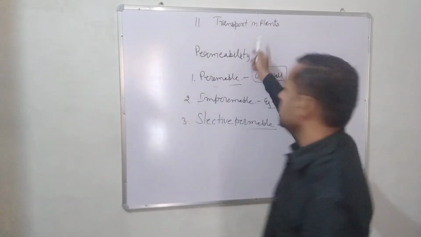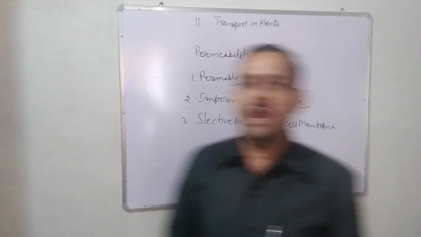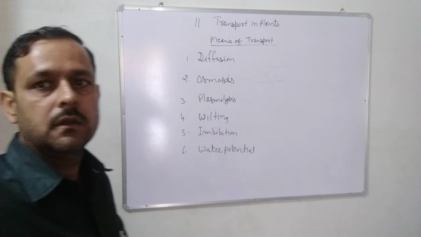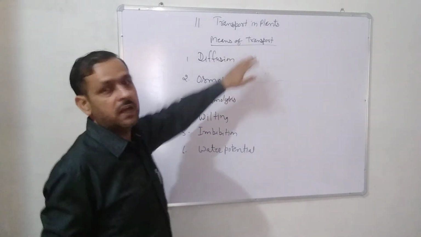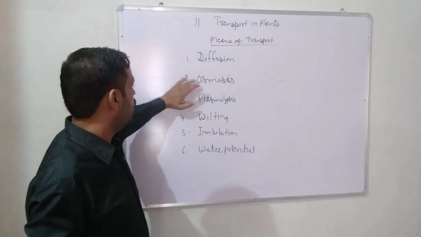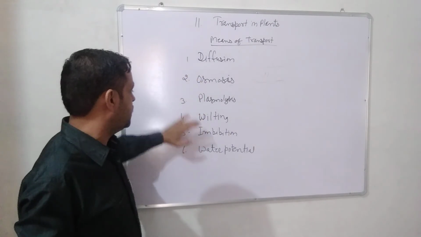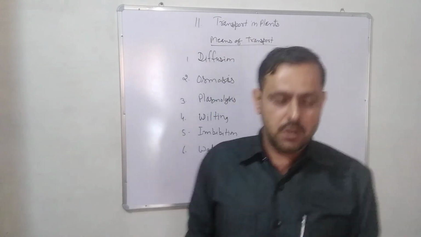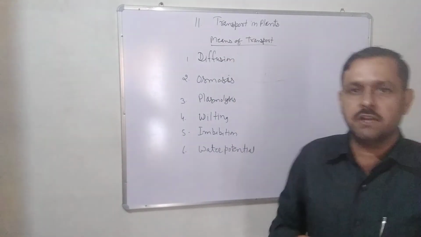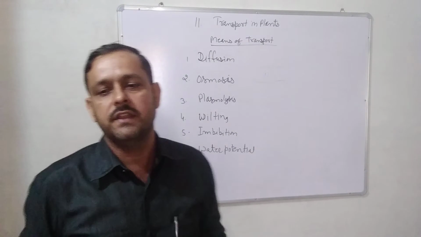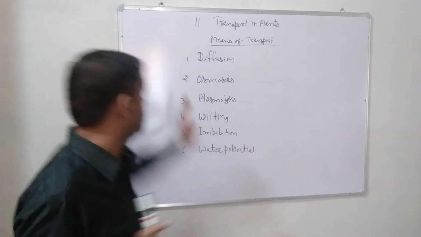Now in this chapter, transportation in plants, there are some activities that we will study. Means of transport: some activities are done by the plants: diffusion, osmosis, plasmolysis, wilting, imbibition, water potential are the means of transport. We will study these activities in detail tomorrow. Today I will tell you only the definitions of these means.